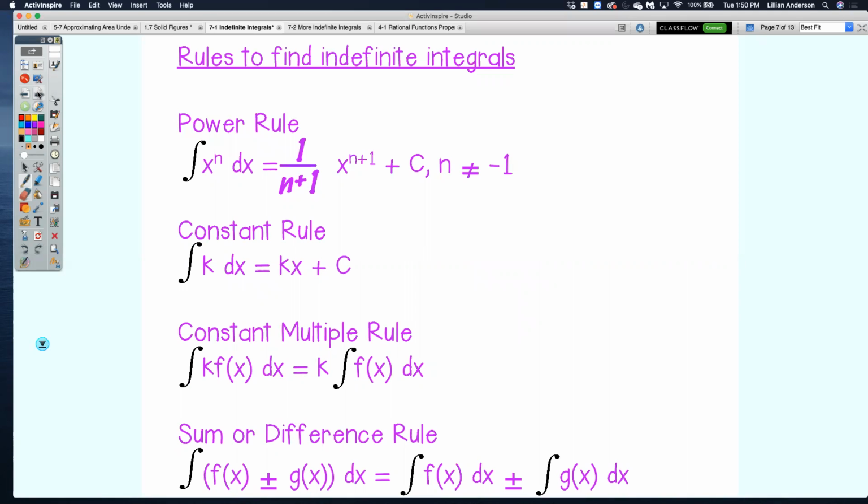That is 1 over n plus 1 times x to the n plus 1 plus c. Of course, n cannot equal -1. You guys have that one written down already. These other three, though, are straightforward, slightly common sense.